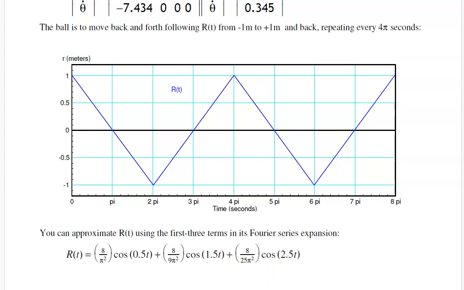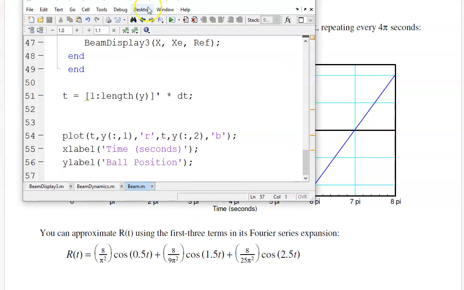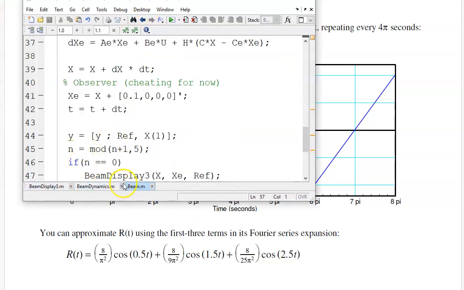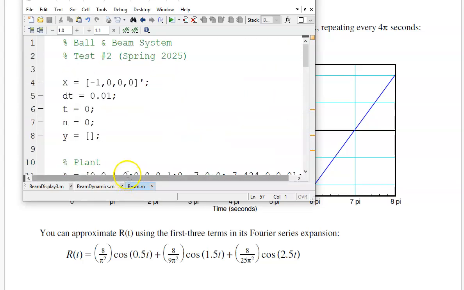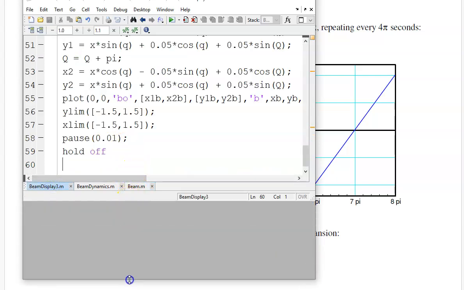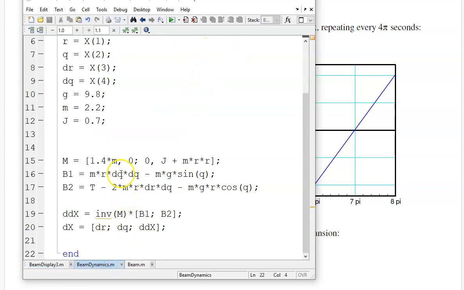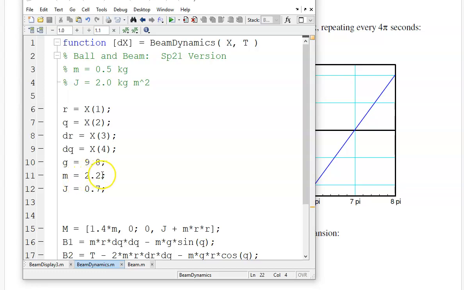So what it should look like when you're done, if you go to Bison Academy, I've got 3 different files. The beam dynamics, and beam display under test number 2. The display is what we had before on homework set number 8. It displays the ball and beam system as well as a full order observer. The dynamics include a mass of 2.2 kilograms. This will change when I want to check for a constant disturbance.